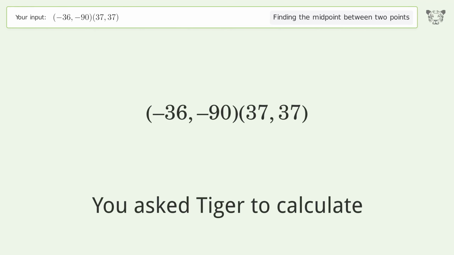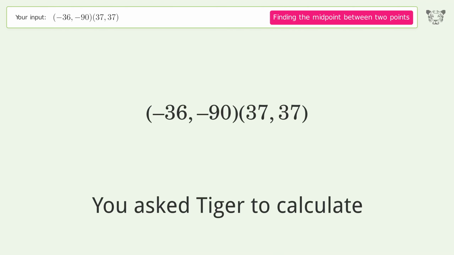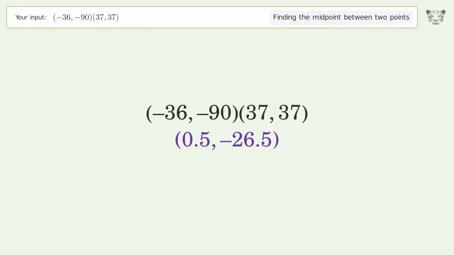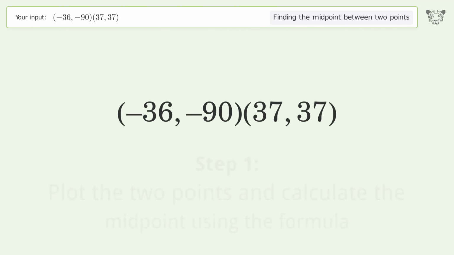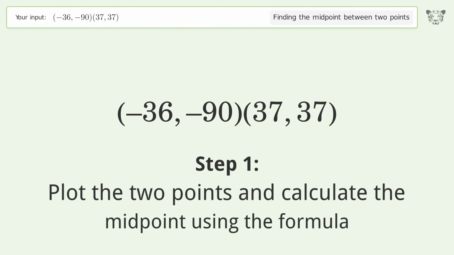You ask Tiger to calculate. This deals with finding the midpoint between 2 points. The midpoint between the 2 points is 0.5, negative 26.5. Let's solve it step by step. Plot the 2 points and calculate the midpoint using the formula.